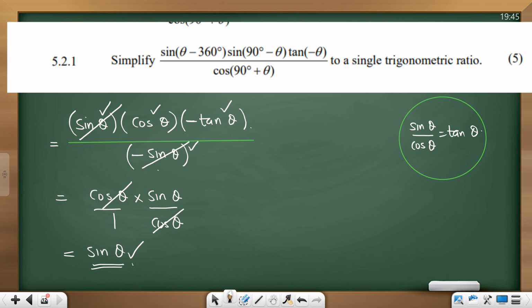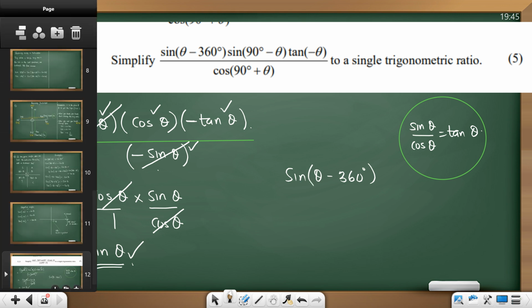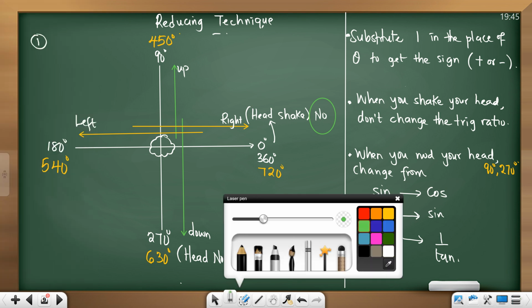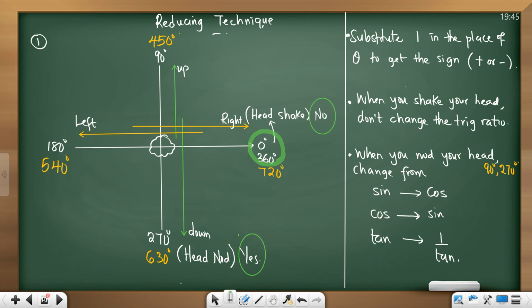I want to say something now. Please listen to this. You see this sine theta minus 360? It's so funny. Look at, where is 360? Do you notice 360 is exactly where 0 is? Do you notice they're in the same place, right?